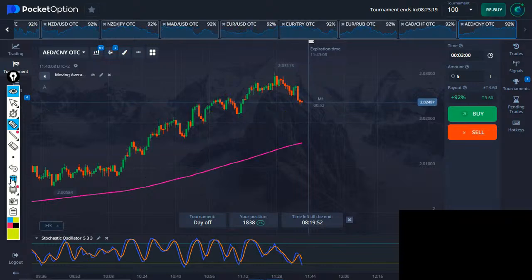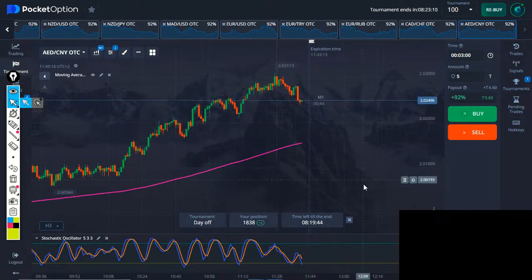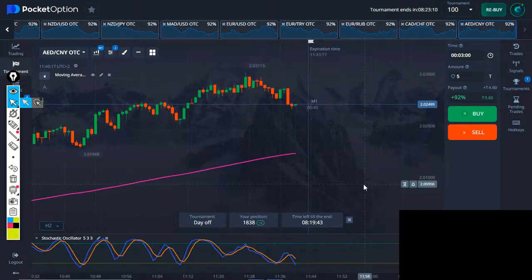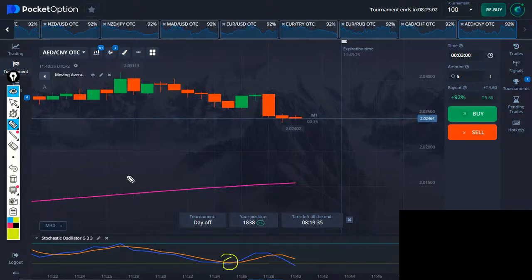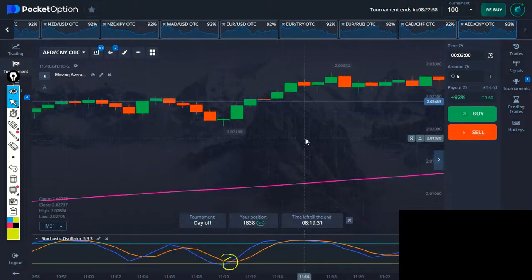Okay? Your third confirmation is you need to see the stochastic oscillator. Let me zoom in a little bit here. You need to see that the stochastic oscillator has reached the oversold level. Okay? Like in this case as well.